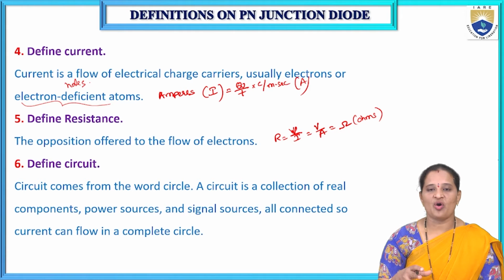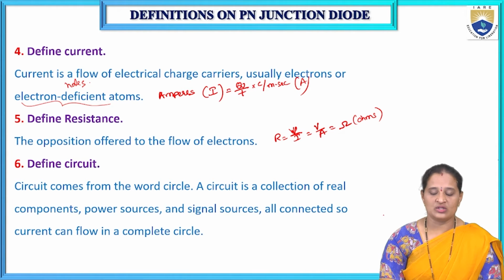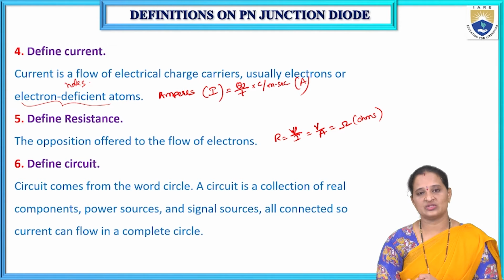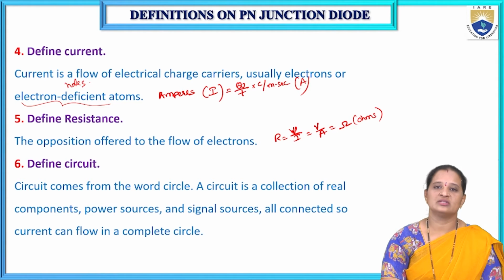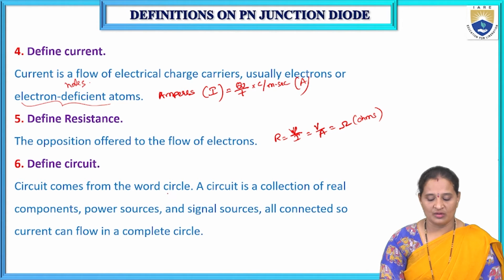A number of components connected in a closed loop is known as a circuit, and the components may include resistors, inductors, capacitances, and also the power sources or signal sources. That means you can have either a voltage source or a current source. All of them connected together to form a closed loop or a complete circle is known as a circuit. Circuit is a word which comes from the word circle. So all the components are connected in a closed loop.